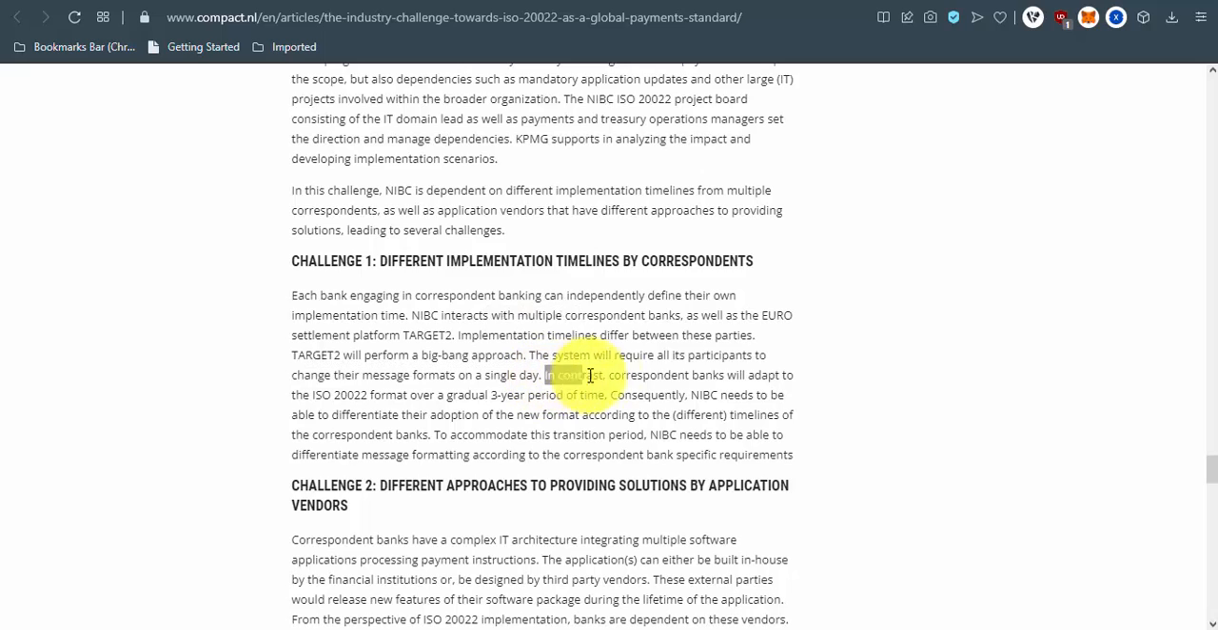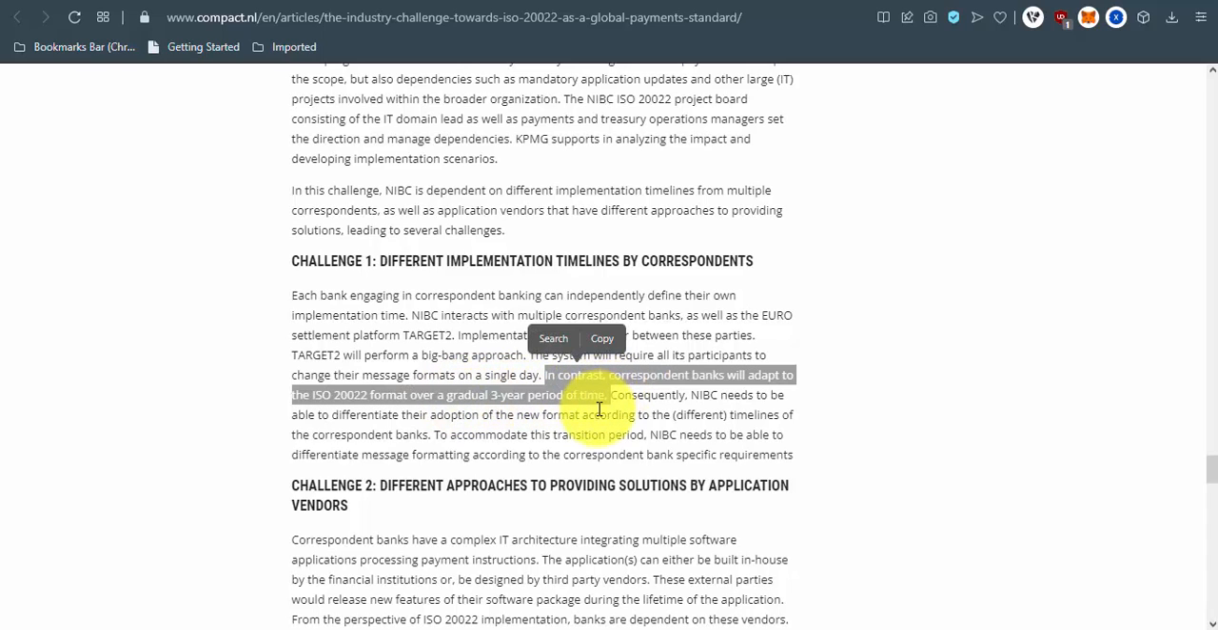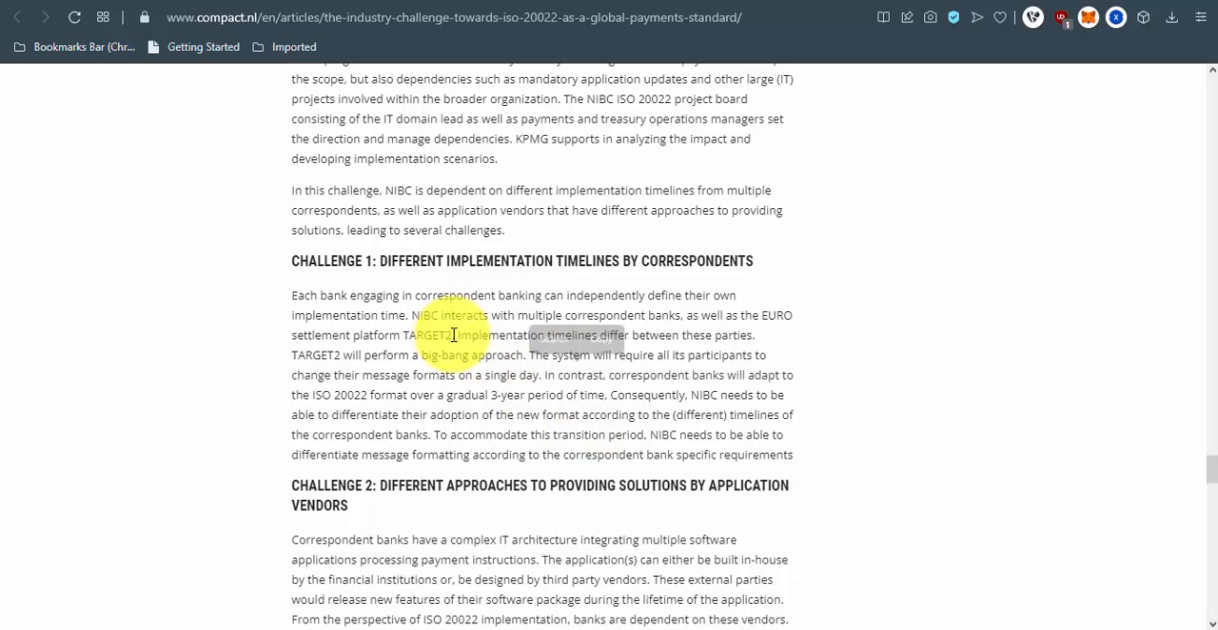In contrast, correspondent banks will adapt to the ISO 20022 format over a gradual 3-year period of time. Exactly what I'm saying: correspondent banks are not necessarily going to migrate to ISO 20022 in November. They're going to do it over a gradual 3-year period of time. So they've got time to do it. Whereas any bank that's going to be a direct participant of the Target 2 RTGS system in the Eurozone has to go ISO 20022 in November.